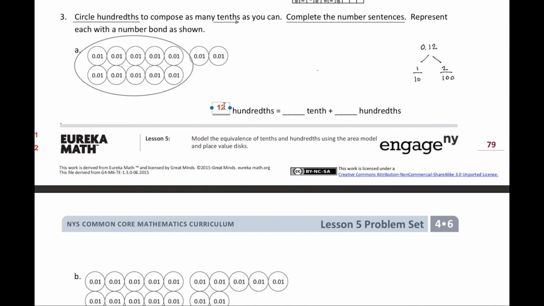Okay. How many tenths did we circle? How many circles did we have? We had 1. Okay. And how many hundredths do we have? Remember, each little tile is a hundredth. We have 1, 2. We have 2 hundredths. Another way to make this easy peasy is to split it down the middle. Okay. How many tenths do you have? 1. How many hundredths do you have? 2. And that's it.